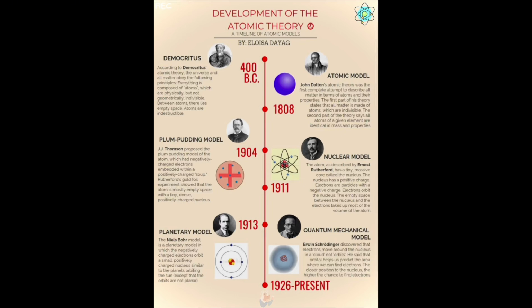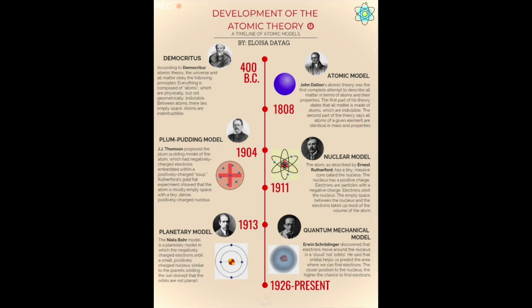Electrons orbit the nucleus. The empty space between the nucleus and the electrons takes up most of the volume of the atom. So the nuclear model basically derived us much deeper into J.J. Thomson's model, telling us that the nucleus is part of the atom, it is a massive core of the atom, it is positively charged, and electrons orbit the nucleus.